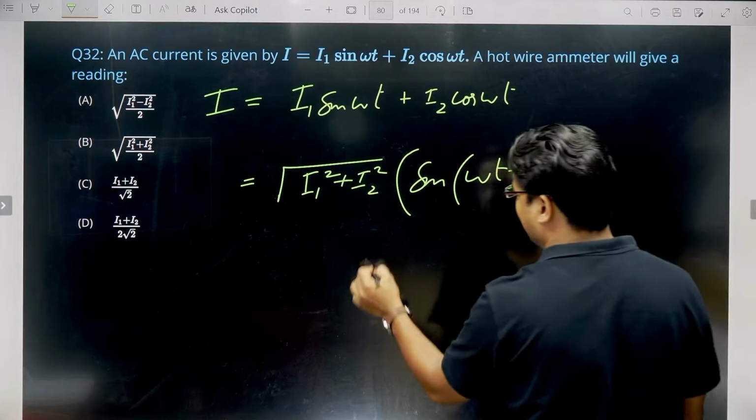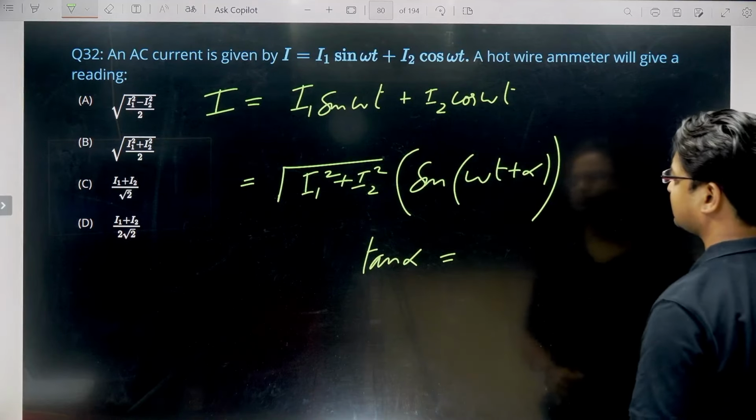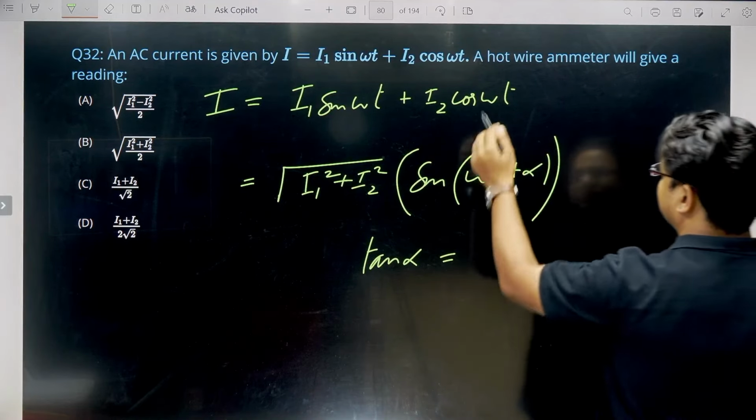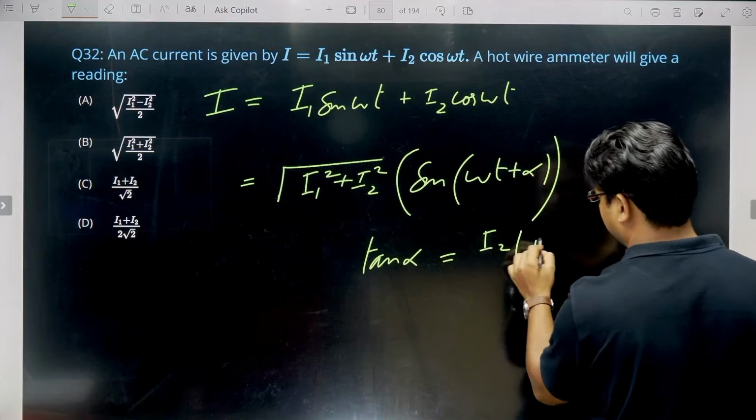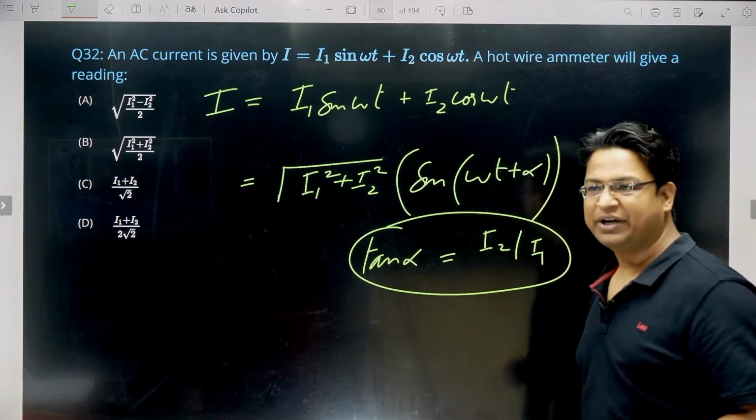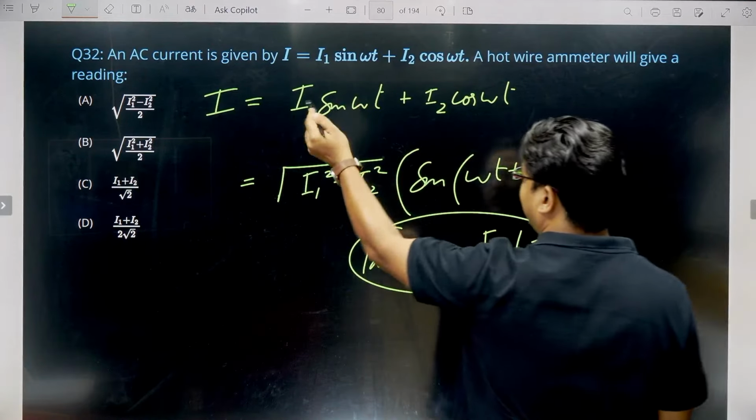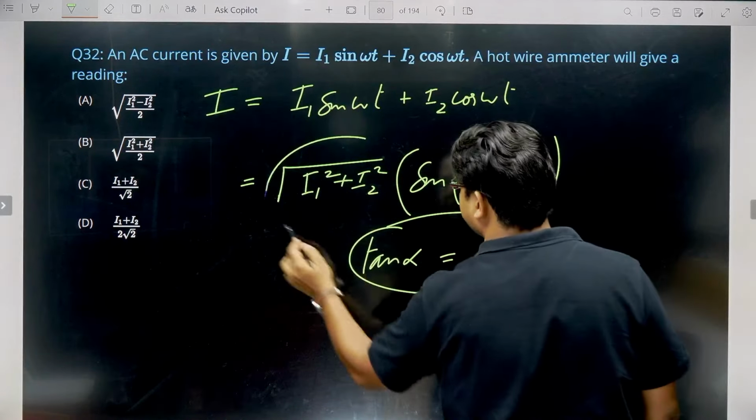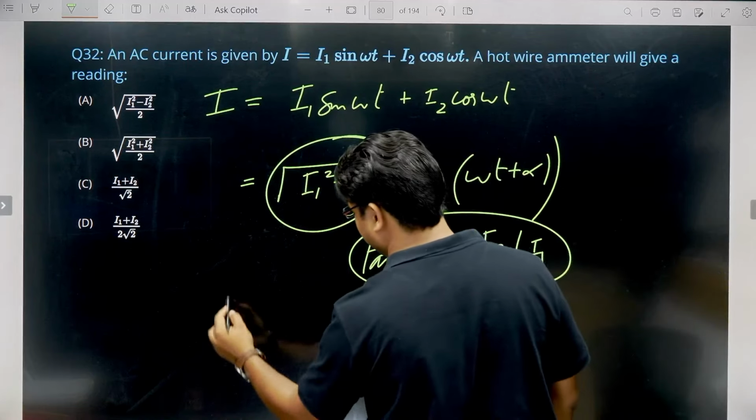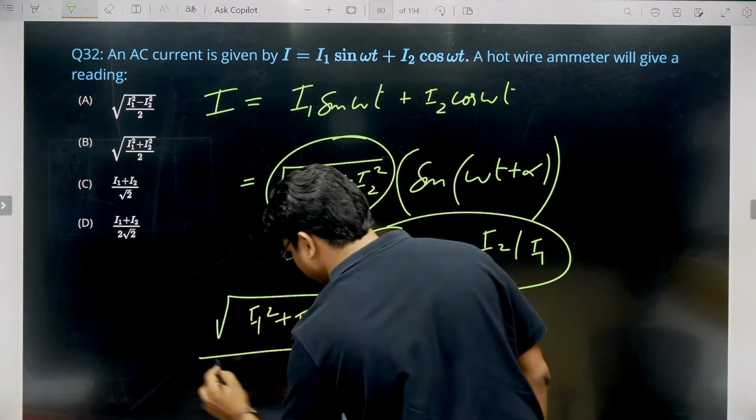Where tan alpha would be equal to I2 by I1, since this becomes cos and this becomes sine. Although if you don't recall this or don't pay attention to this, you are still good. We have written the given function in this form. So this becomes the peak value. Therefore, the RMS value would be root of I1 square plus I2 square by root 2.